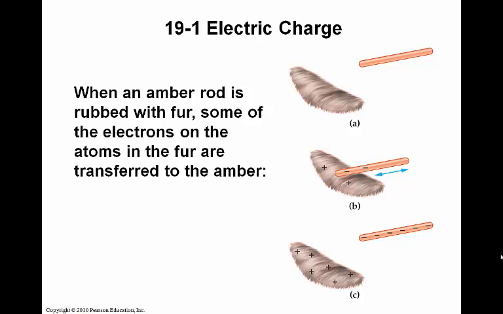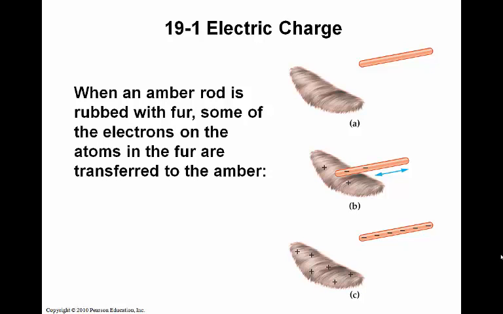So what is really happening when we build up a static charge? When an amber rod is rubbed with fur, some of the electrons on the atoms in the fur are transferred to the amber. So the amber gains a certain number of electrons and is negatively charged. At the very same time, the fur has lost that number of electrons and has gained an equal amount of positive charge. Positive charge indicates that you have lost electrons. Negative charge indicates that you have gained electrons.